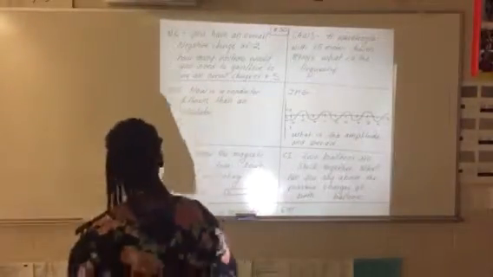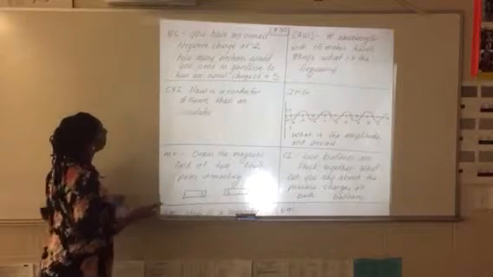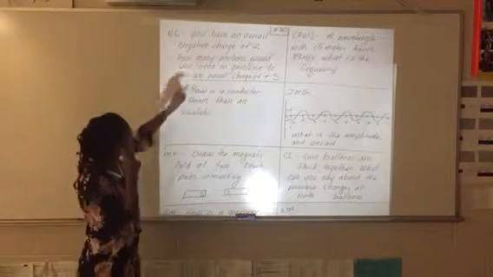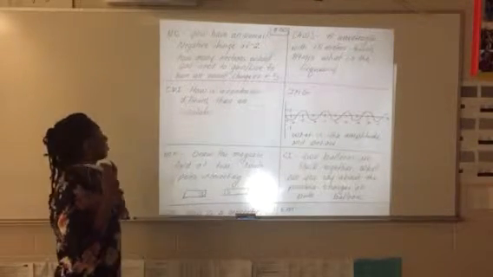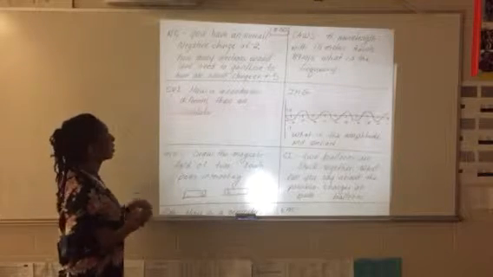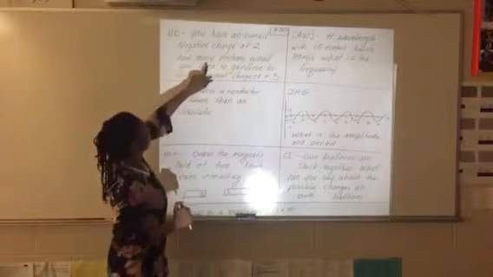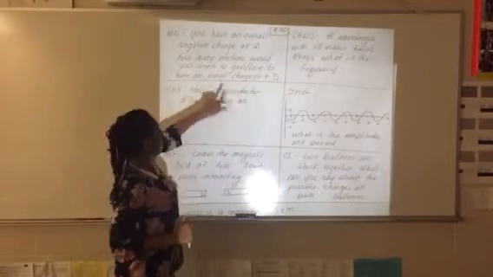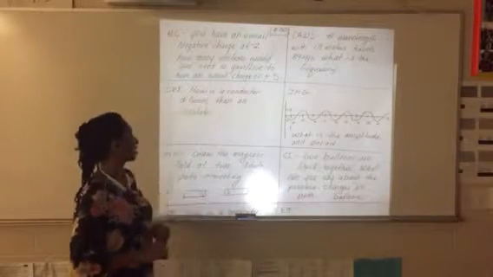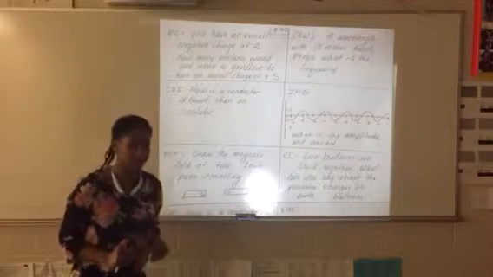Okay, so let's work this out real quick. It says you have an overall negative charge of -2. How many electrons would you need to gain or lose to have an overall charge of +5?